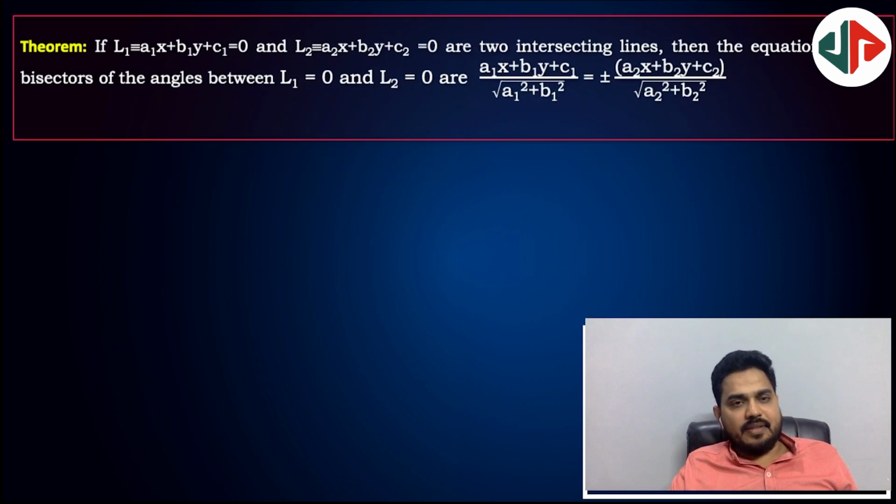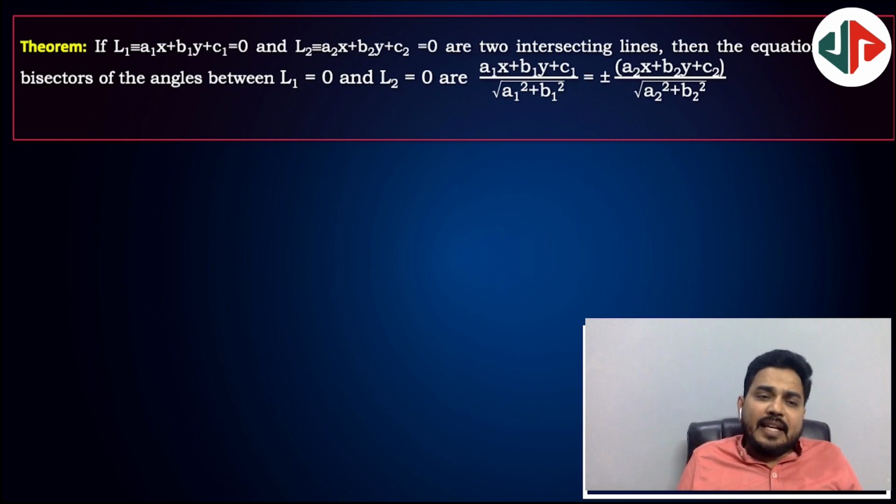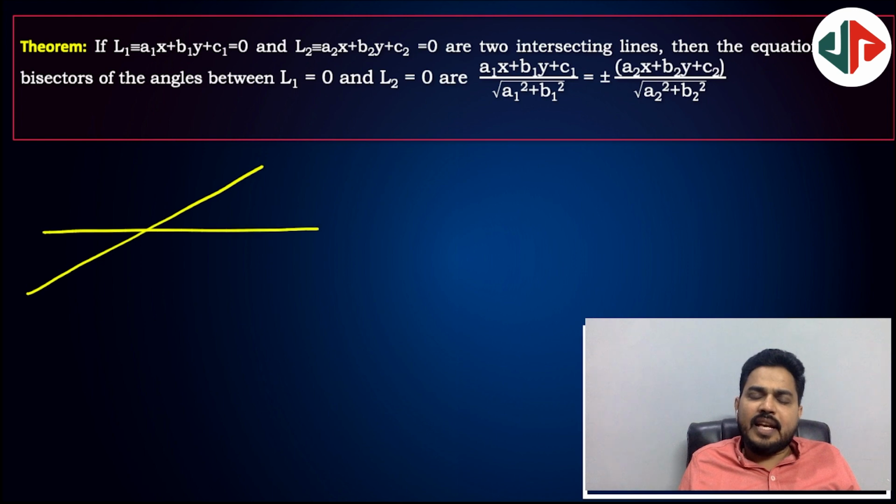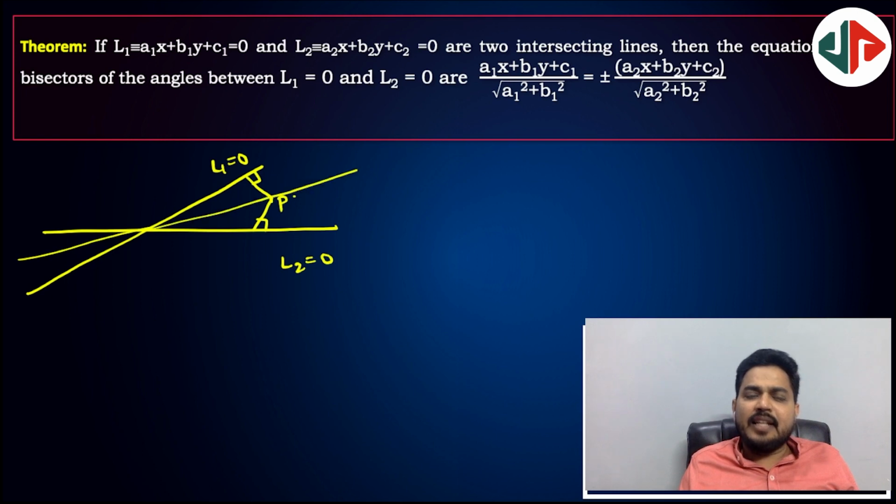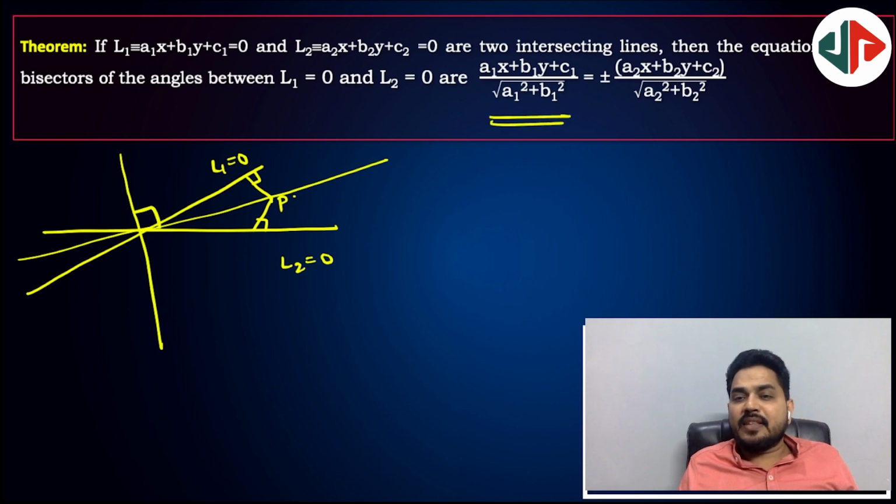Next question is angular bisector. So what is meant by angular bisector? If this is one line and this is another line, L1 is equal to 0, L2 is equal to 0, the locus of points which are equidistant from these is the angular bisector. These two are mutually perpendicular. So those equations are this one.